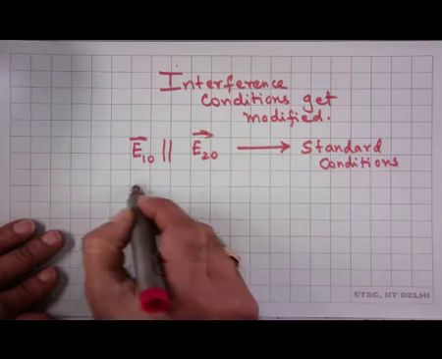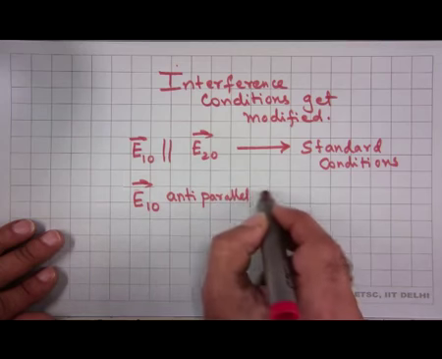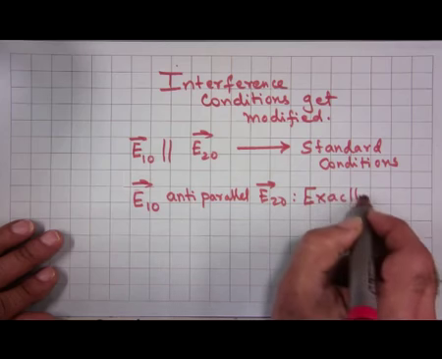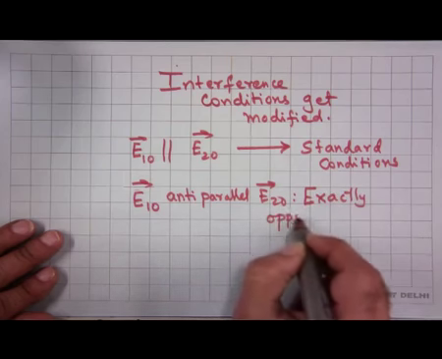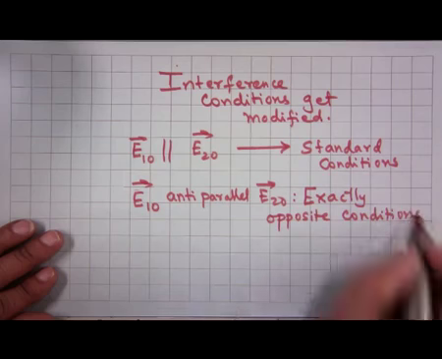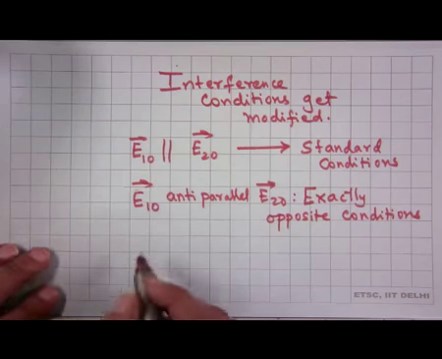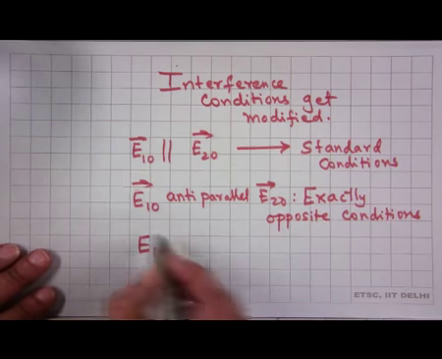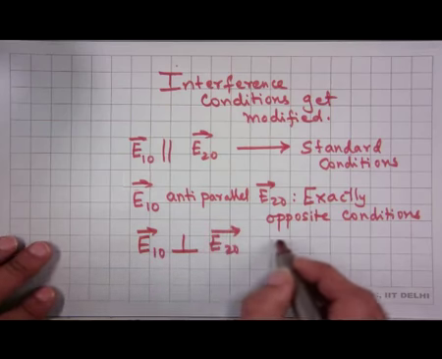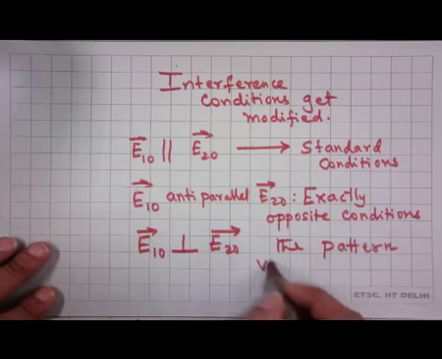If E1 0 is anti-parallel to E2 0, exactly opposite conditions. Now the conditions for the maxima and the minima will change. That is what is going to happen. And of course, if E1 0 is perpendicular to E2 0, the pattern vanishes completely.